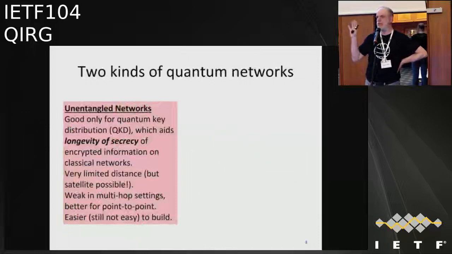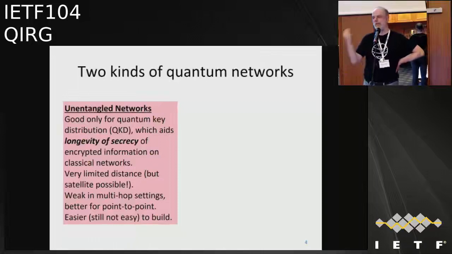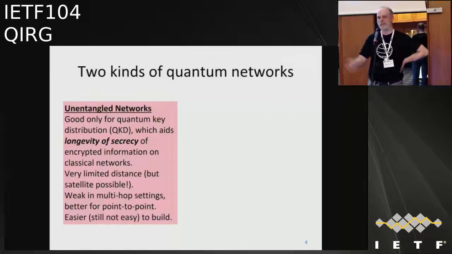Roughly, there are two kinds of quantum networks. There are unentangled networks, which are primarily good for quantum key distribution, which is essentially making shared secret bits across a network, where the secrecy of those bits is guaranteed via the underlying physics rather than some sort of mathematical function. And these networks exist. They are limited in distance and they're single purpose and they have other constraints which some of you are aware of, but they do exist.